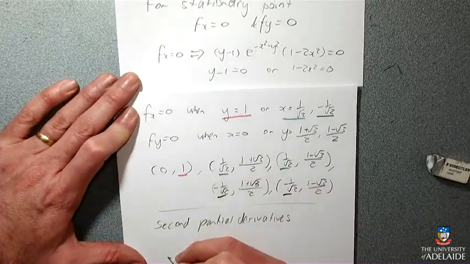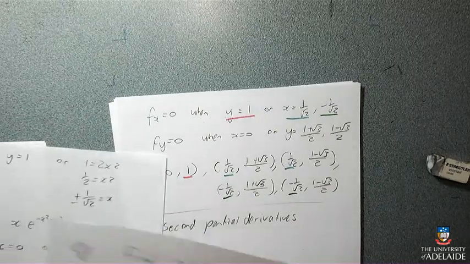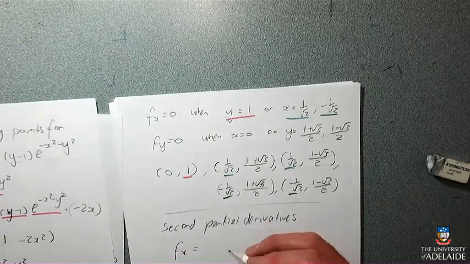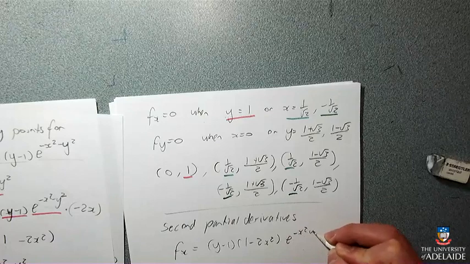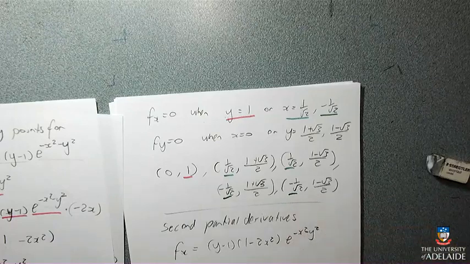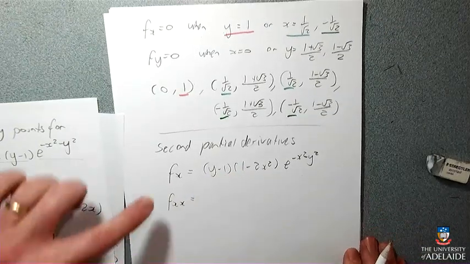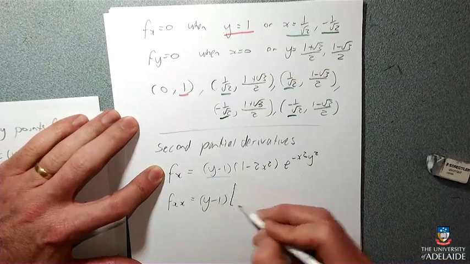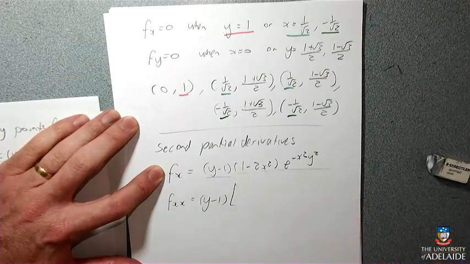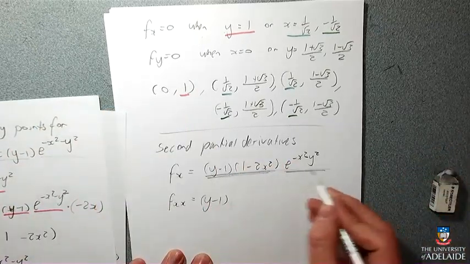So let's see. fx was this. I really don't want to get these mixed up. fx was this. I'm just copying it from where it was. Was that. And so fxx, well, let's see. That's a constant multiplied on. And then this bit I'll have to use the product rule for. In fact, do you know what? I'm going to do the product rule having this piece and this piece.